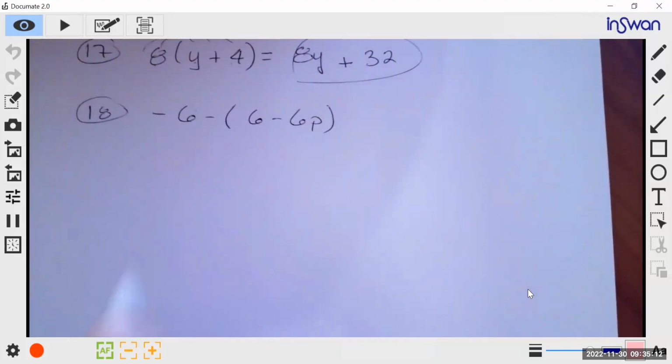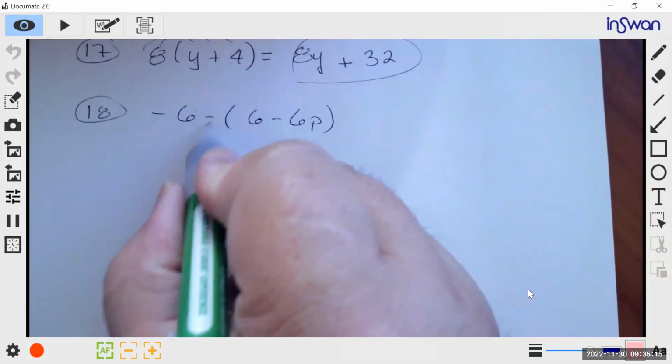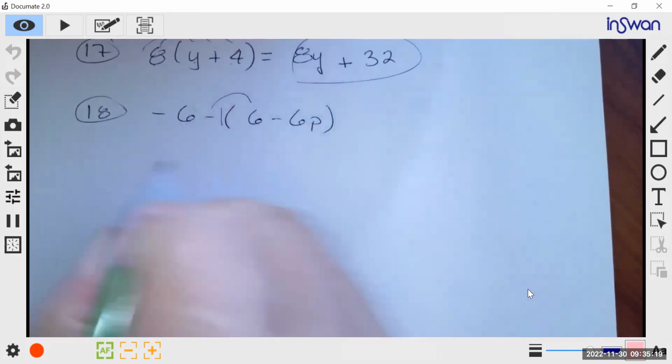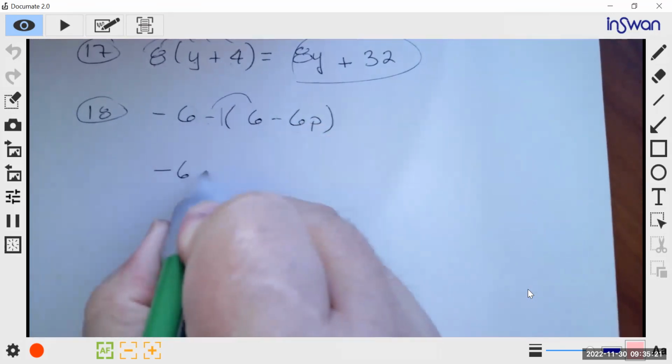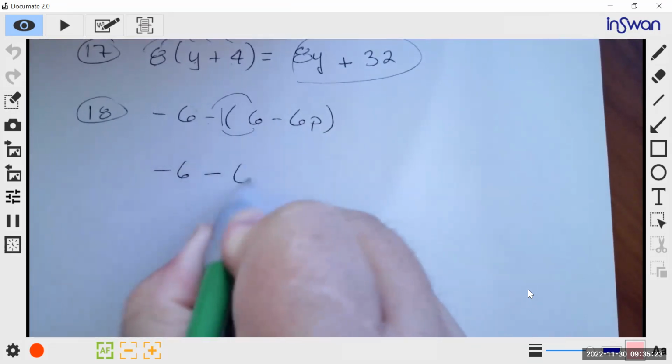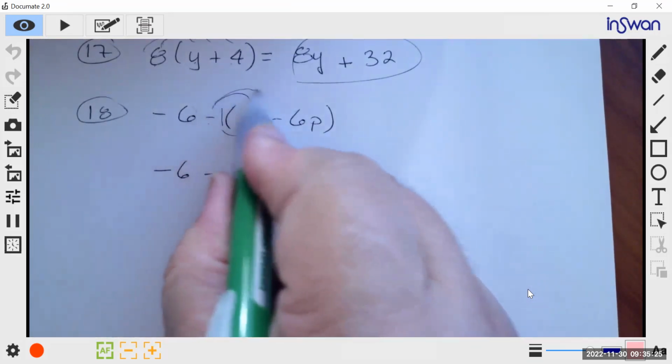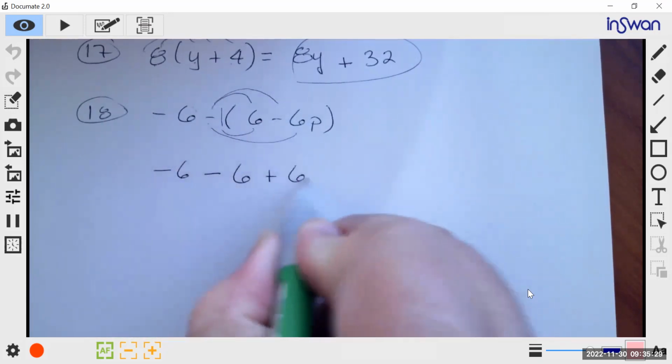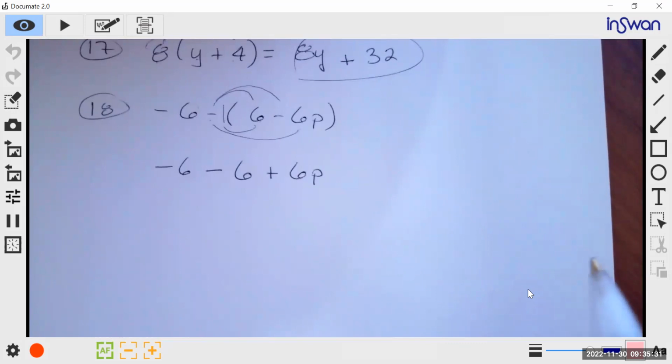So we have to get rid of the parentheses. Multiply by negative 1. Negative times, sorry, negative 6. Negative times positive is a negative. 1 times 6 is 6. Negative times negative is a positive. 1 times 6 is 6p. We got rid of the parentheses.